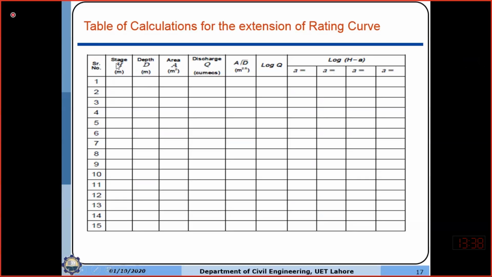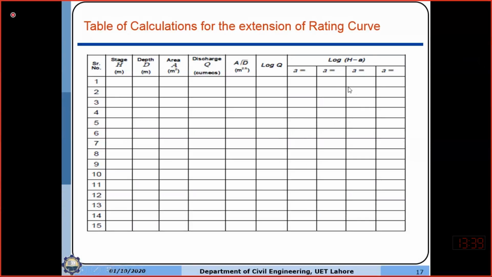What is log of h minus a? This h is given. So find this column 2 minus this column of a, and then take the log. Assume various values of a like 0.1 first, and then fill this column, log of h minus a, and then assume say 0.15, 0.2, 0.3, 0.4. Between 0.1 to 0.5 you can take different assumptions. You are given 4 columns over here, so you can accordingly use these 4 columns.